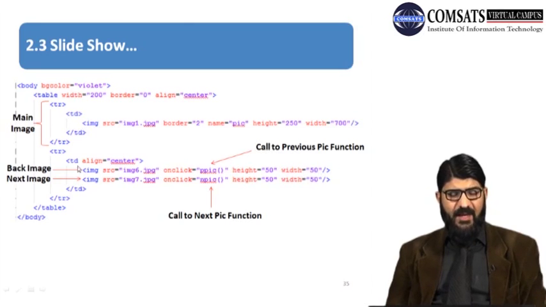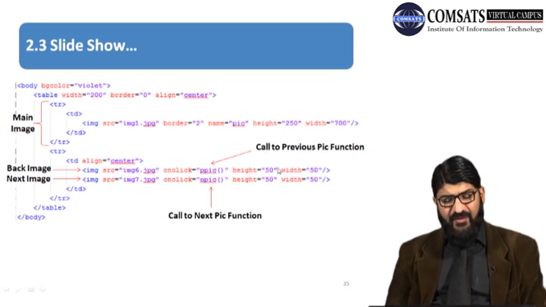The table data is closed, table row is closed, and again a new row for the table is started. The first cell of the second table row is created with TD. Alignment is mentioned as center. The two images are referred. The first image, that is the back image, is mentioned as image6.jpg. It will appear on click pointing to the next function, and then the height is 50 and width is 50. And then the next image source is image7.jpg, and it will appear on click when pointing to the next pic function. The height is 50 and the width is 50 for it as well.